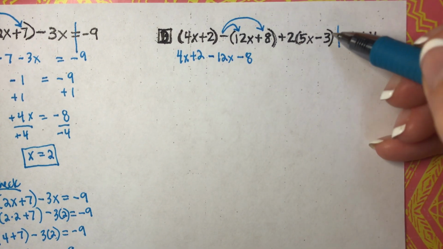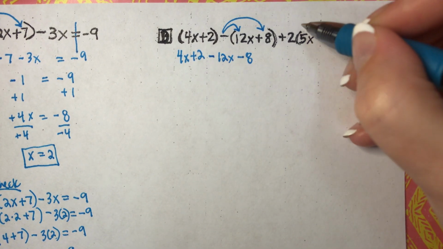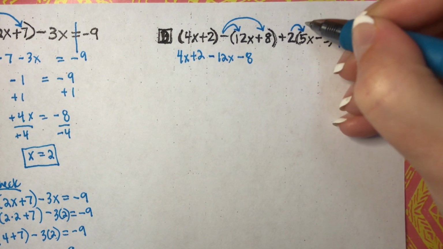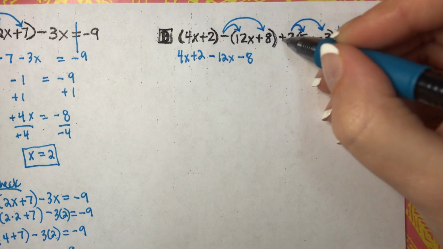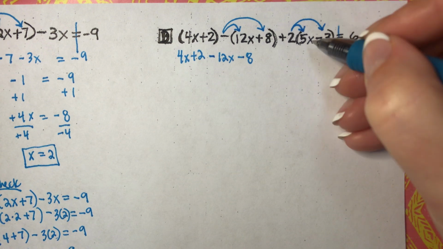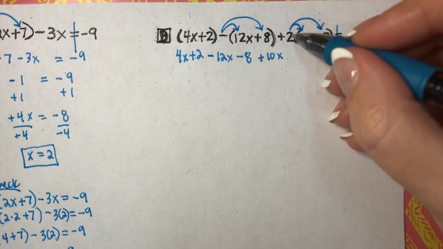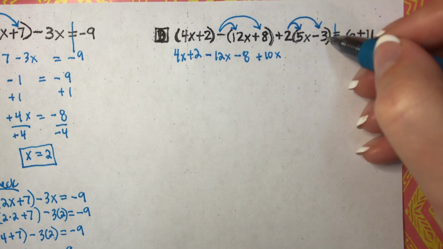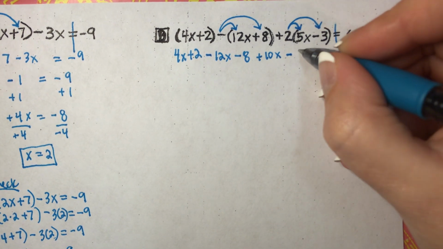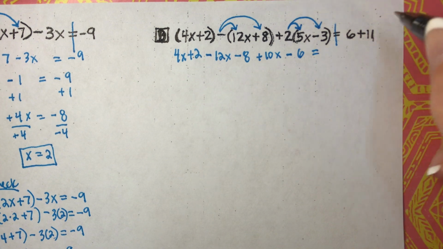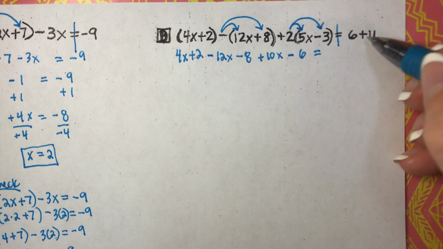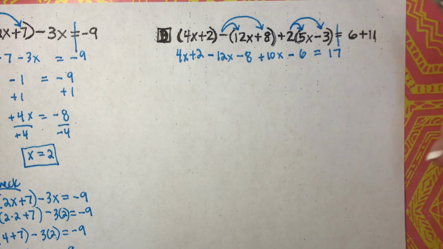And then over here, we have a 2 on the outside, so we need to distribute this 2 to both items. So it's a positive 2 times 5x, which is going to give us a positive 10x. And a positive 2 times a negative 3, a positive times a negative is a negative. 2 times 3 is 6. Equals, and then we can simplify this. 6 plus 11 is 17.